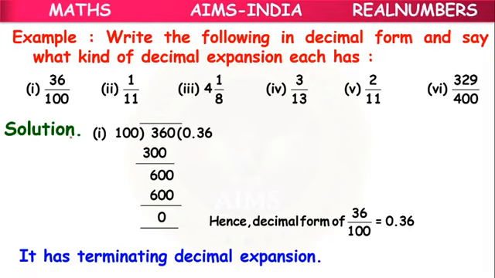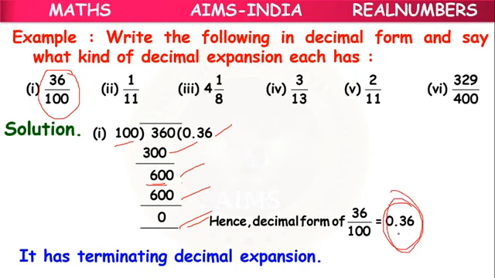We have some questions. We have to find out what kind of decimal expansion it is. 36 by 100, we divide by 100. So 36 means 0.0 we can take, 100 3 times 300, 60 is remaining, 1 0 we can take, 100 6 times 600, remainder is 0. So the decimal expansion 0.36 has finite decimal places. Only 2 decimal places are there. So it is a terminating decimal expansion.